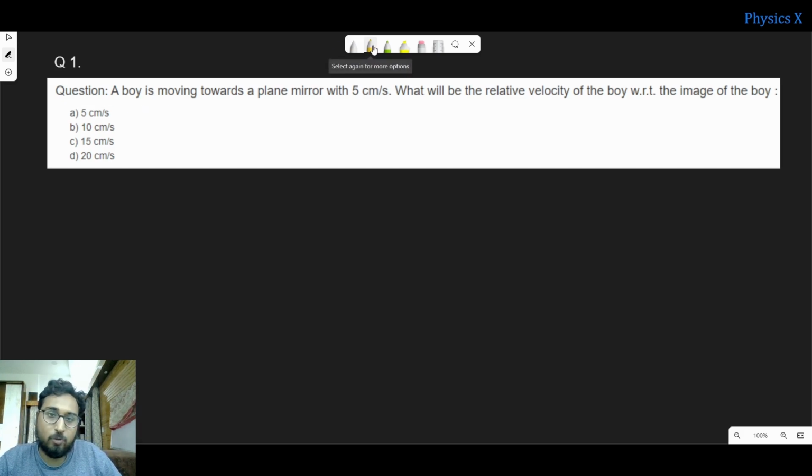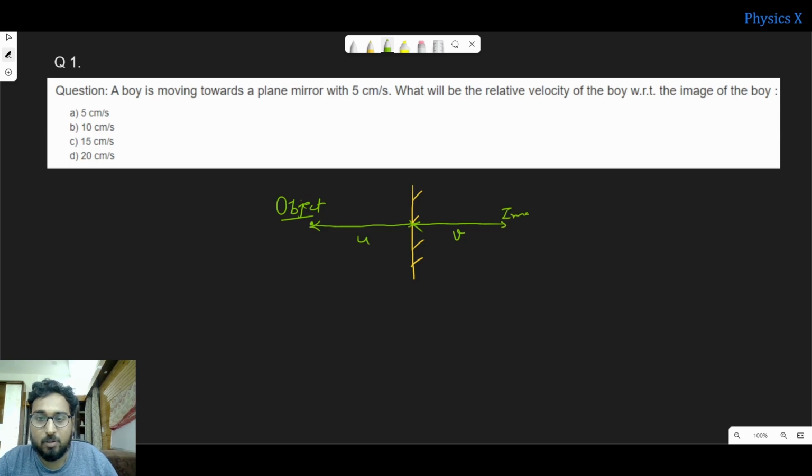A boy is moving towards a plane mirror with 5 centimeter per second. This is your plane mirror and suppose this is the object, that is the boy. This is the distance between the mirror and the object, which is you. Obviously, in a plane mirror, this is your image point. If this is your image point, then u is equal to v, that we know, right?